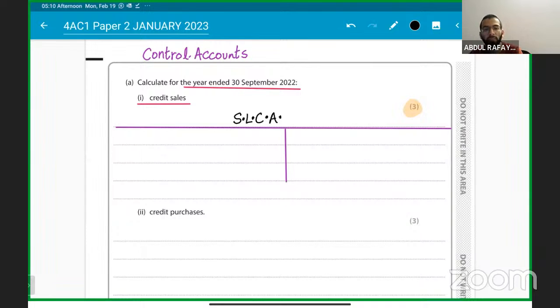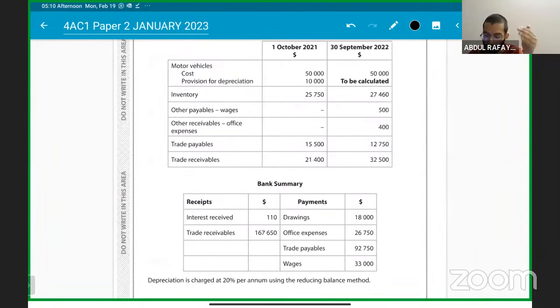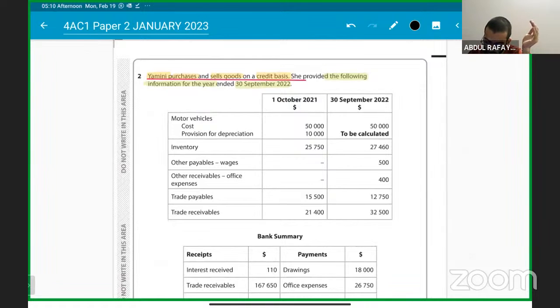Okay, with me following. Sales ledger control account is the total debtors, or you can say customers account, to whom Yamini has done the credit sales. We'll write down all those.